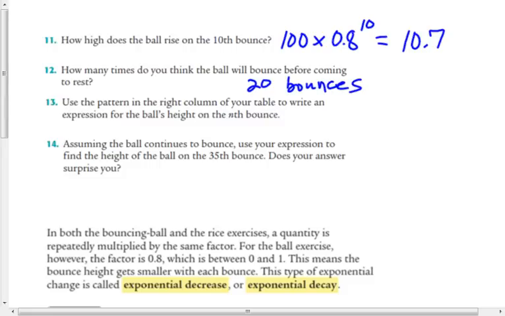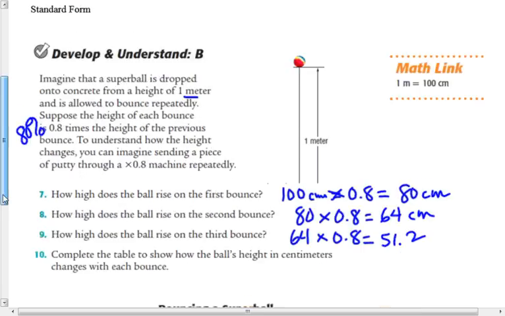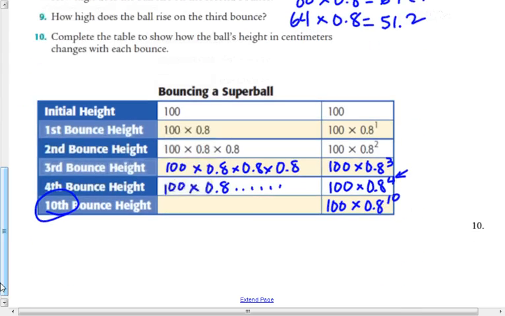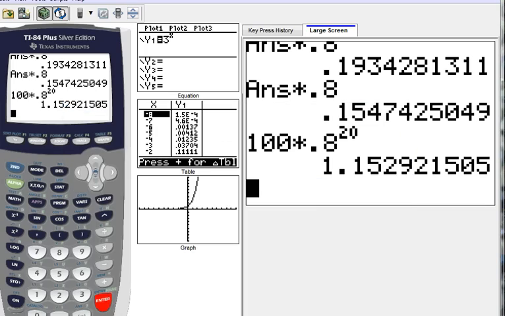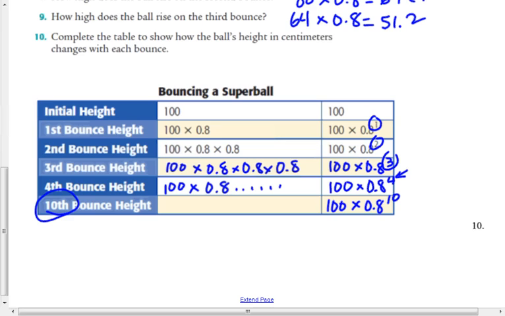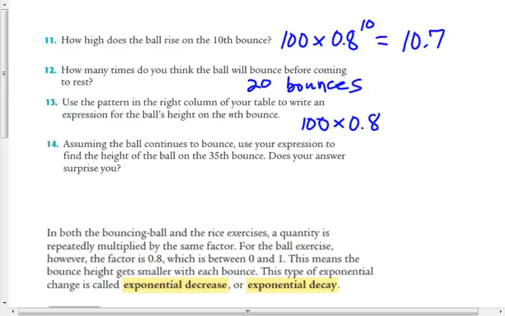And it says use the pattern in the right column of your table to write an expression for the ball's height on the nth bounce. Notice we always took 100 and then we multiplied by 0.8. And the only difference between all of the expressions in the table is we kept changing this exponent, and that changed according to what bounce we're on. So that can be our variable n. And that goes there.